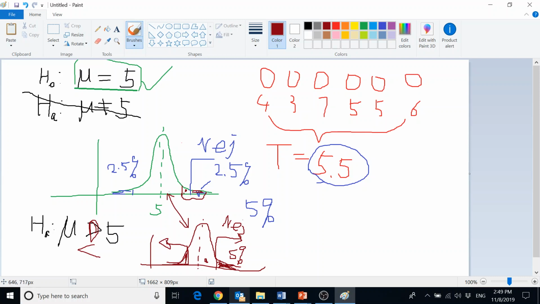If your thing's landing here, then you know it is statistically significant. That's a good chance that your sample mean is smaller than 5. So that's a two-sided and one-sided test.